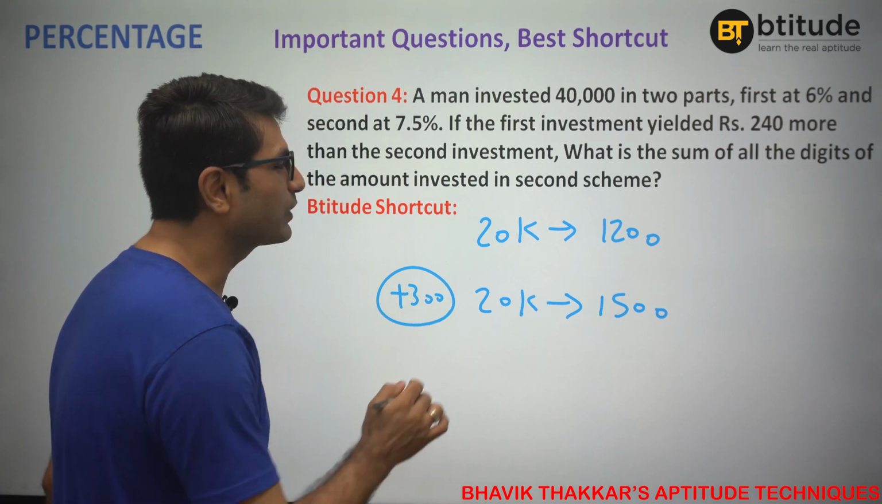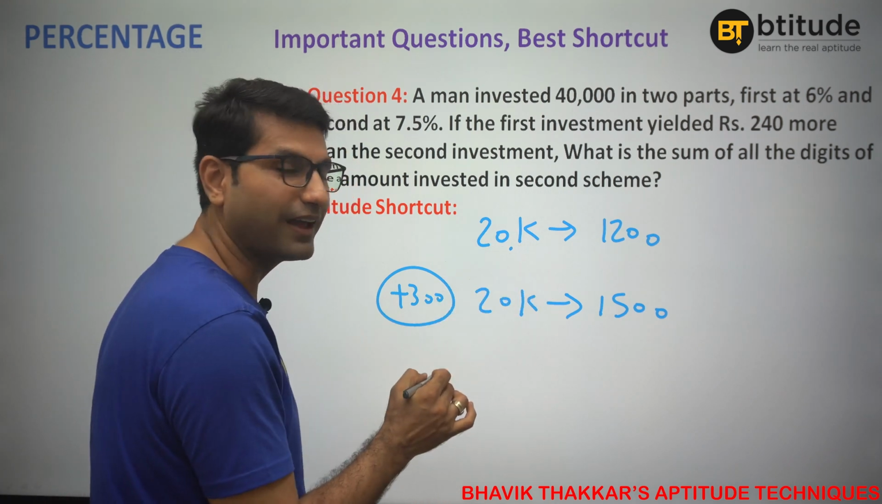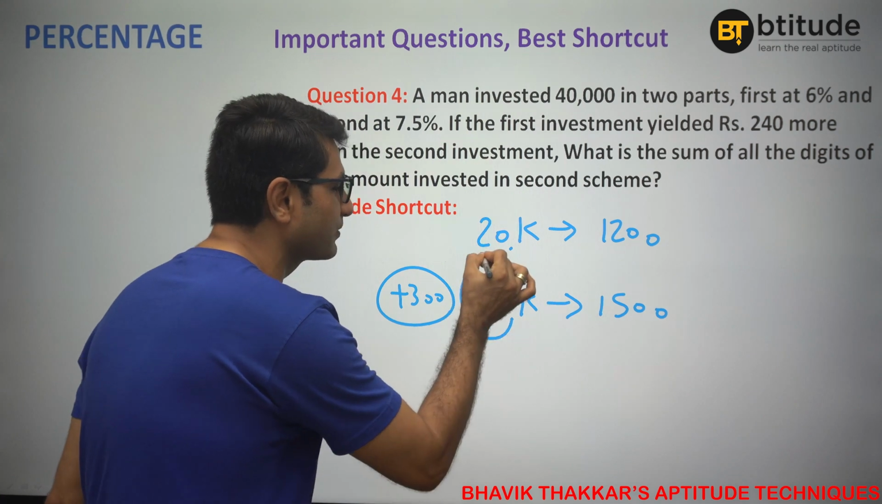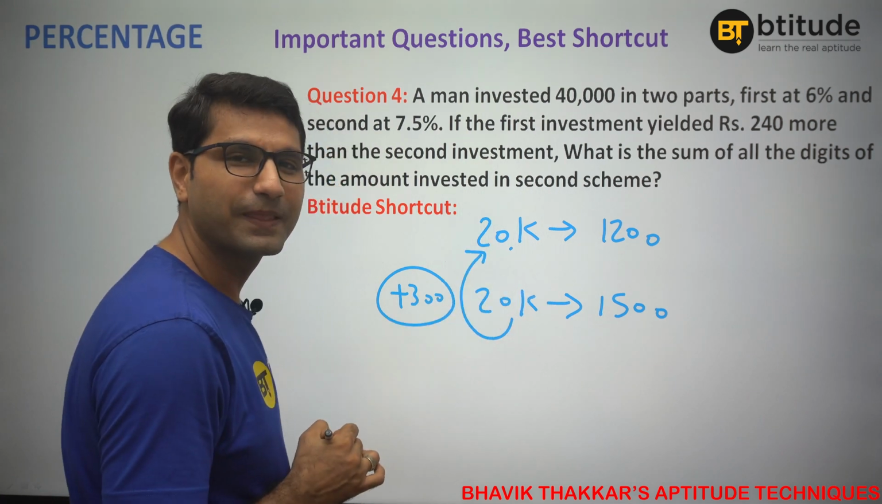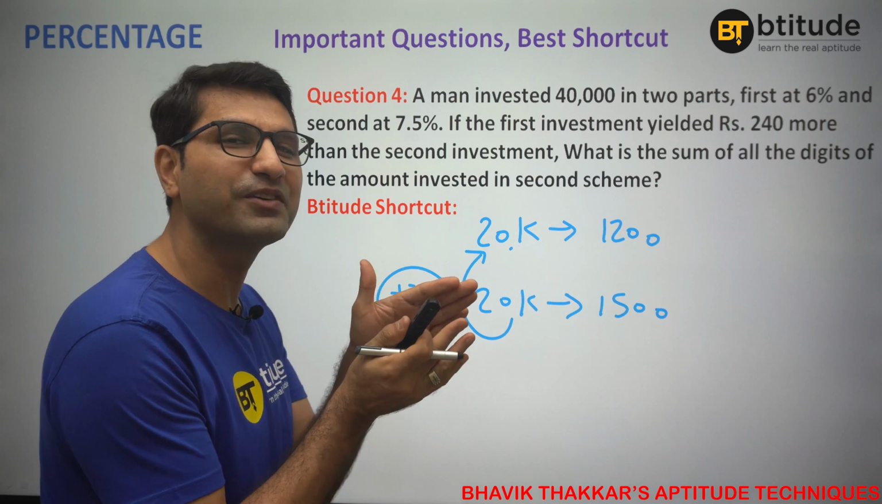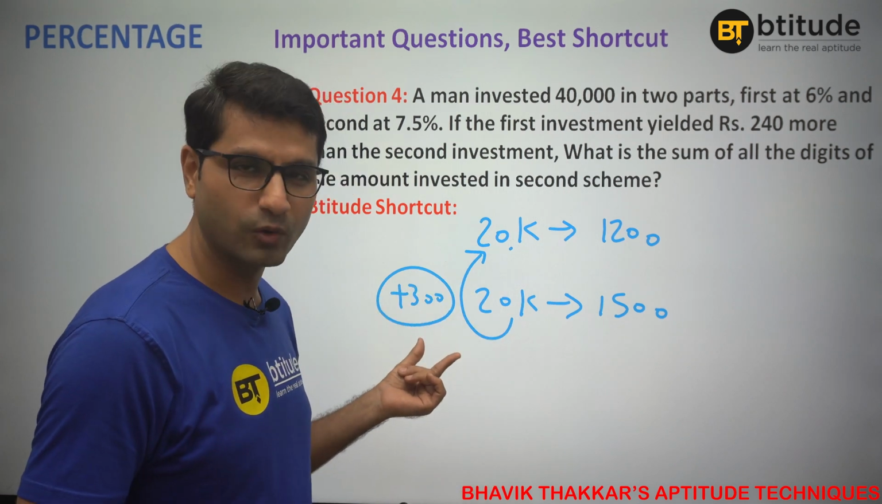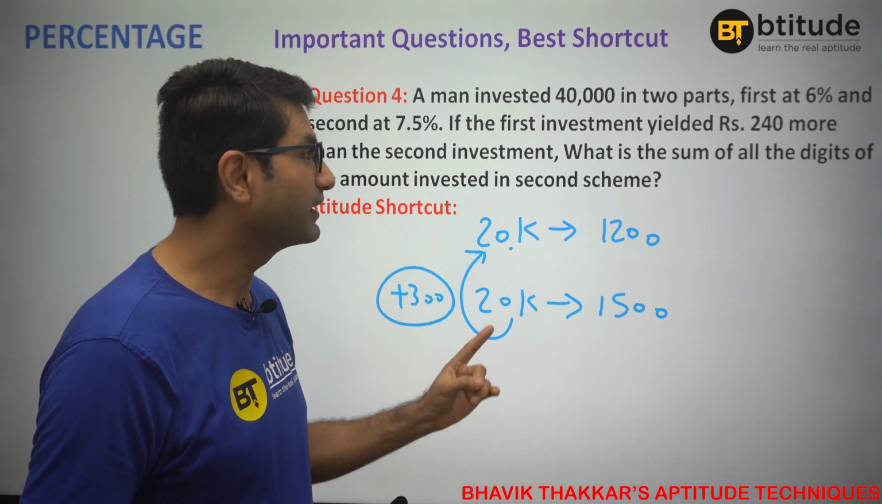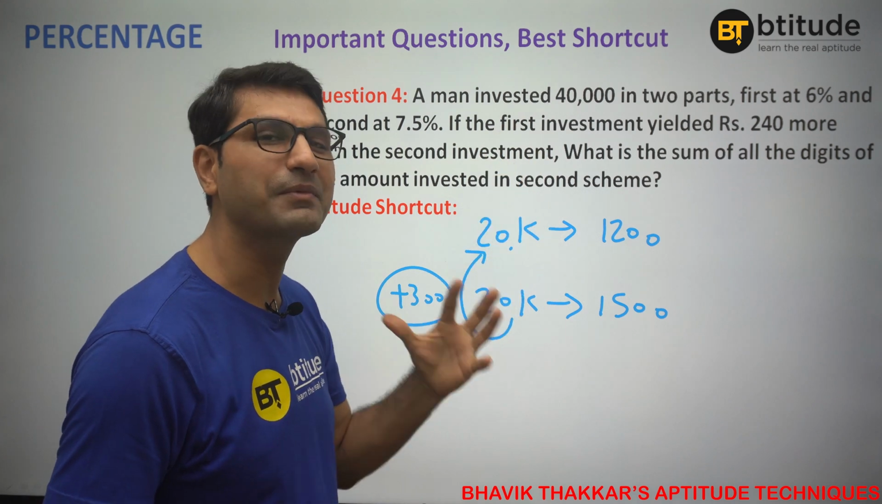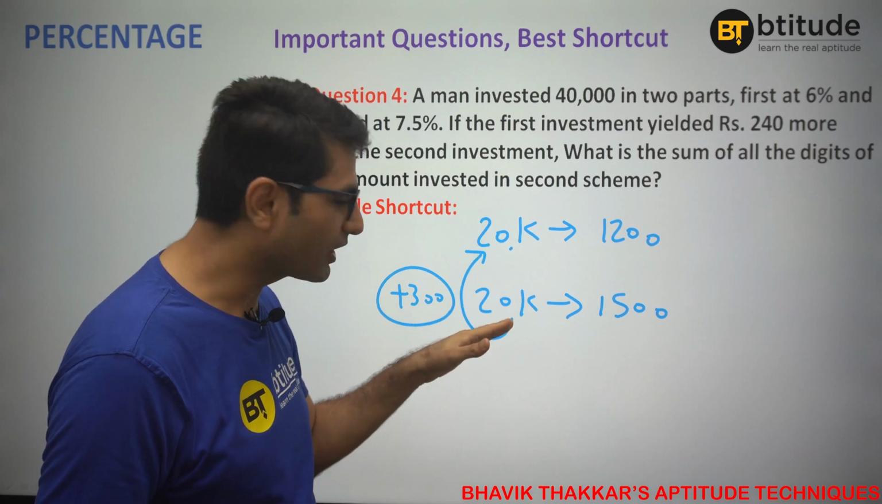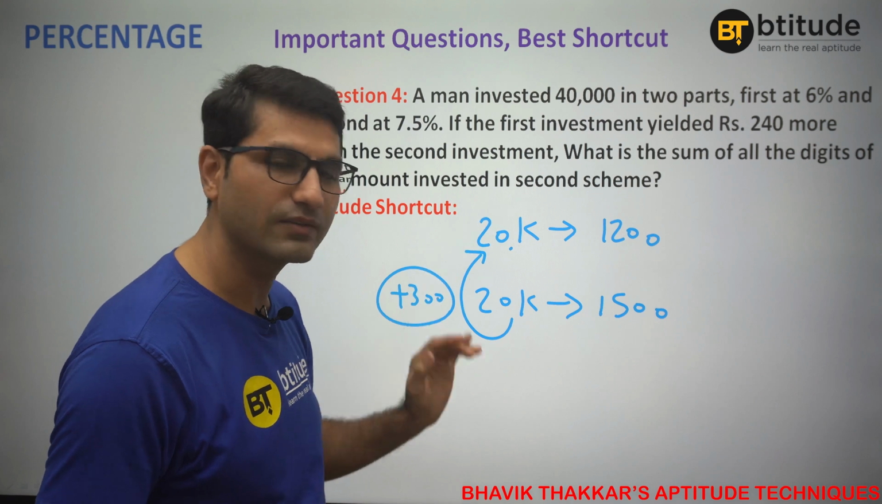But I have to get more income from this one. That means I'll have to transfer some of this investment to this one, right? Because if I'm investing equal, I'm obviously getting more in the second one. But they are saying in the first investment, I'm getting more income. That means I'll have to transfer some of this investment to that one.